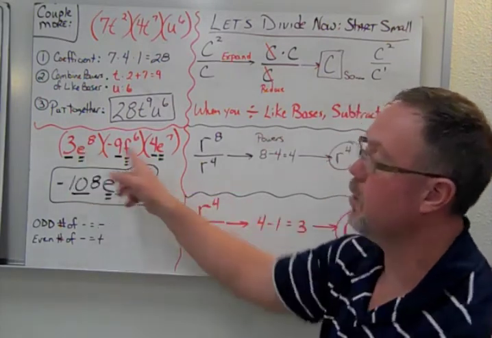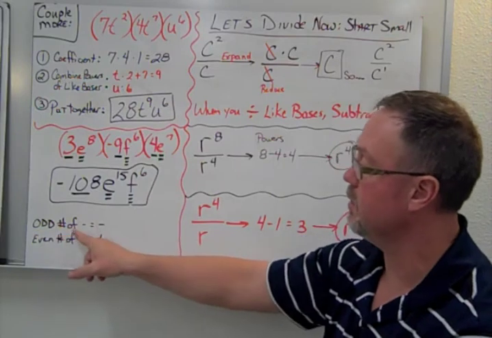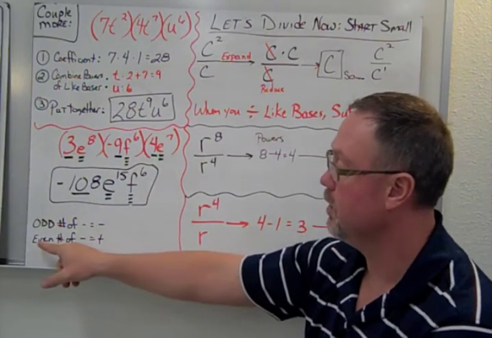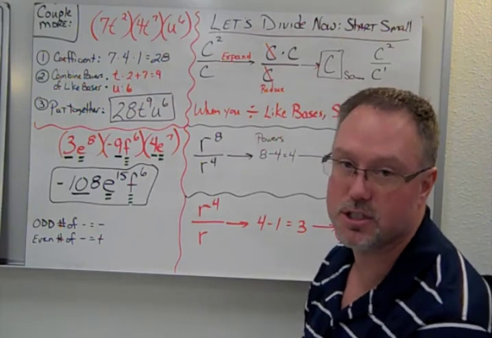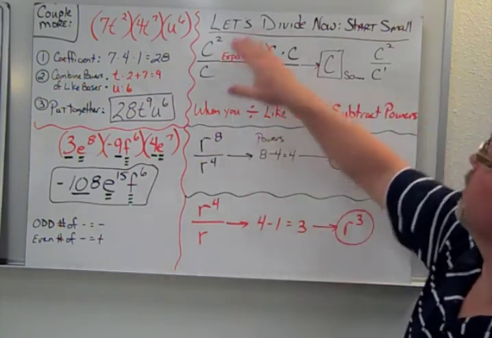So remember, when you're multiplying all the way through this, an odd number of negatives gives you a negative. An even number of negatives gives you a positive. So that's the multiplication side of it. So let's turn it around and now divide.